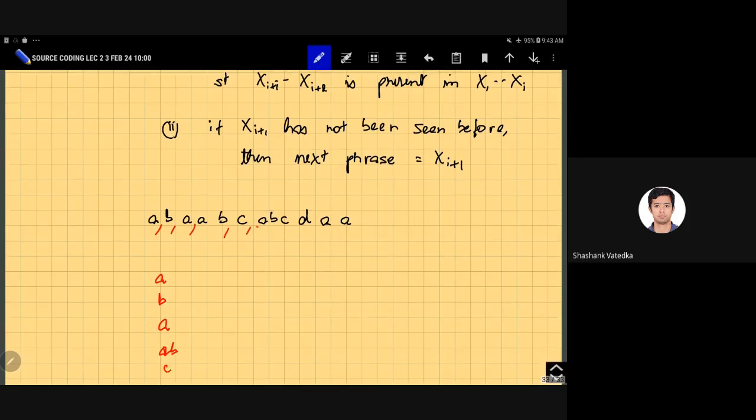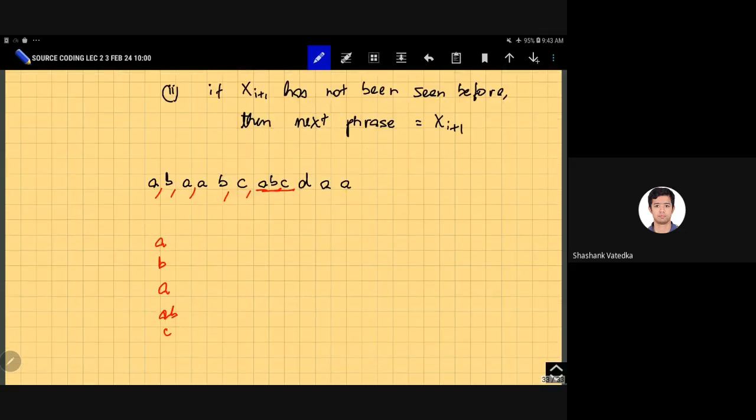Do I have A before this? Yes, I have seen A before. Have I seen AB before this? Yes, there is AB over here and AB over here. Have I seen ABC before? Yes, there is an ABC over here. Have I seen ABCD before? No, I haven't. So ABC is the longest phrase that I've seen so far, and ABC is going to be my next phrase.